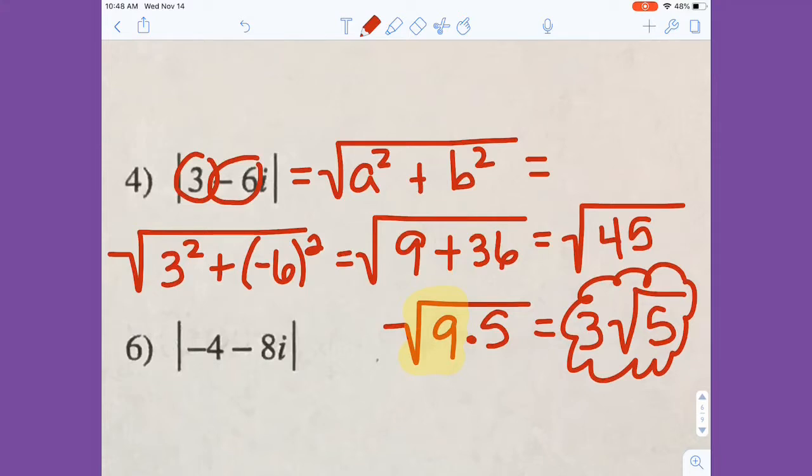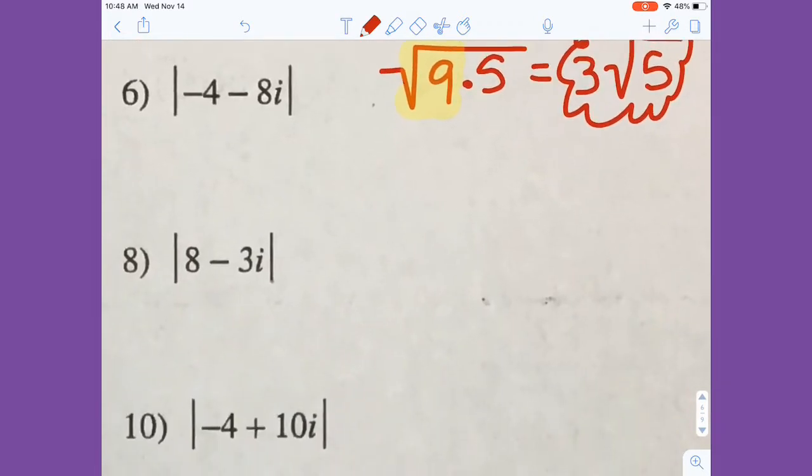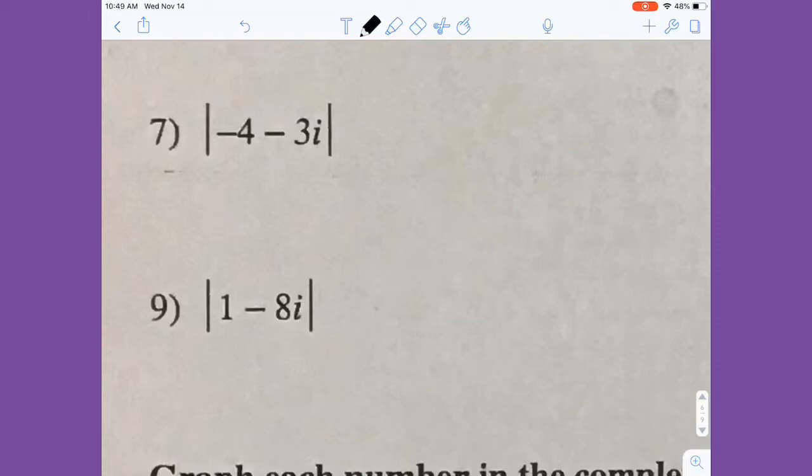And really what you're doing is you're finding the distance that this complex number is from the origin, and you'll see a couple of these examples here in another video that I'll provide you on how to graph complex numbers. Okay, one more. Let's look at number 7.